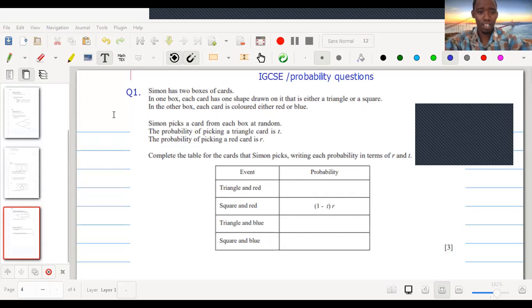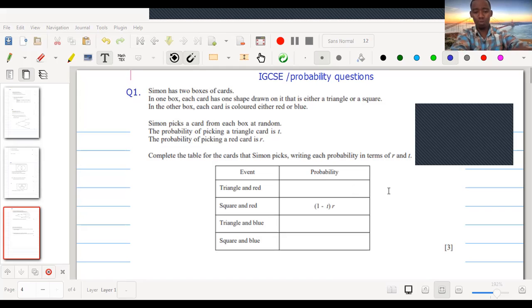Question number 1 says, Simon has 2 boxes of cards. In one box, each card has one shape drawn on it, that is either a triangle or a square. In the other box, each card is colored either red or blue. Simon picks a card from each box at random. The probability of picking a triangle is T, and the probability of picking a red card is R. Complete the table for the cards that Simon picks, writing each probability in terms of R and T.